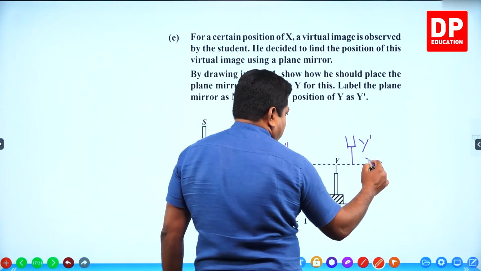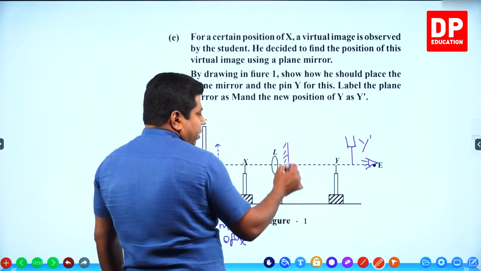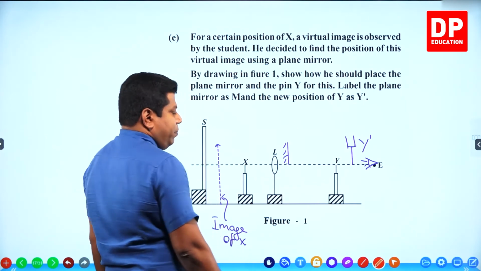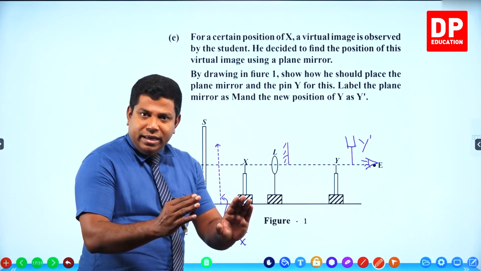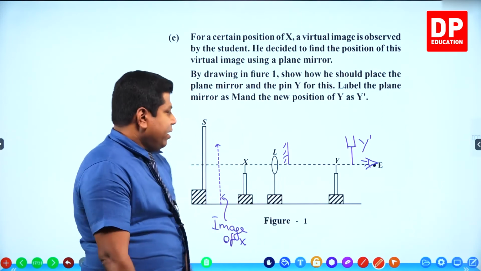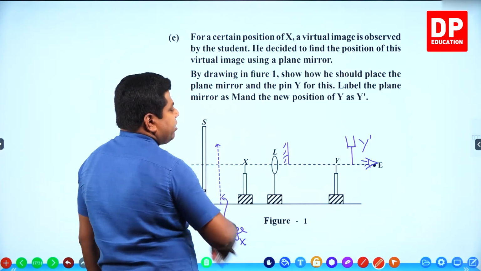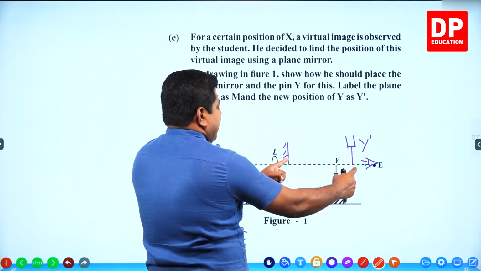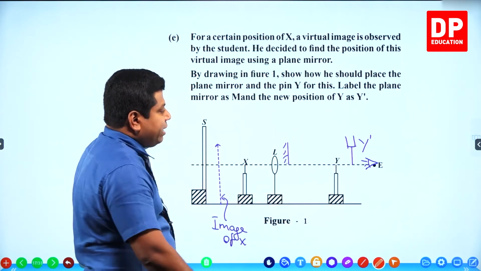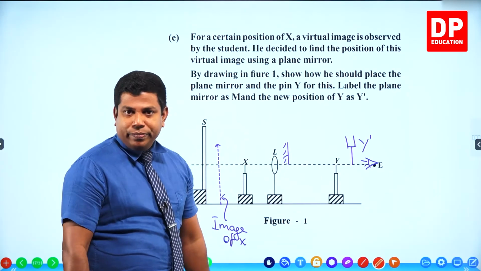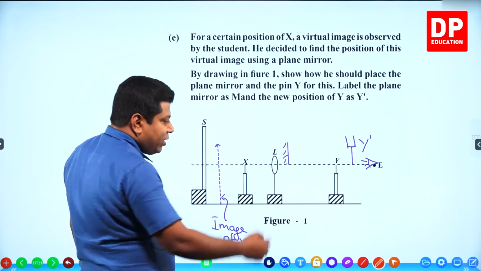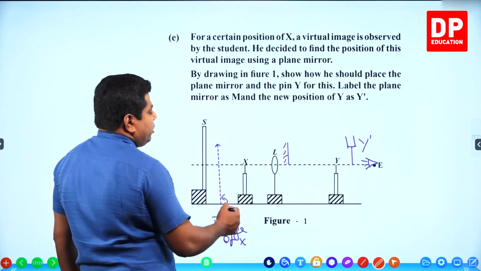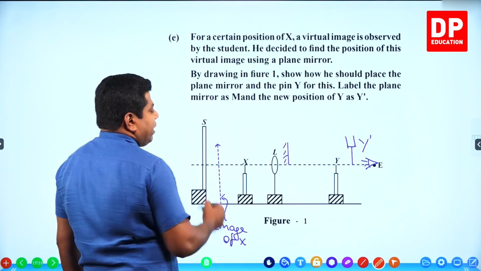When you look from here, through this mirror, you will see the image of this Y. That will be the same size as Y, in the same orientation as Y. You will see it behind the mirror such that object distance and image distance are the same. So if you have it here at this much distance, at the same distance behind the mirror you will see the image of Y. At the same time, when you look through the lens, you will see the image of X, a virtual image of X as well.